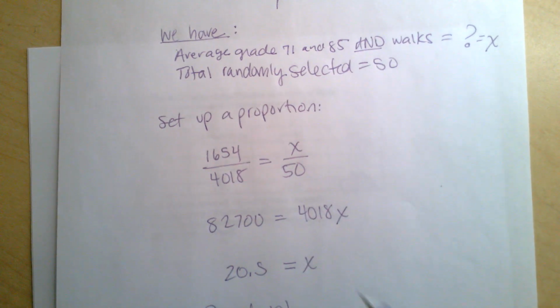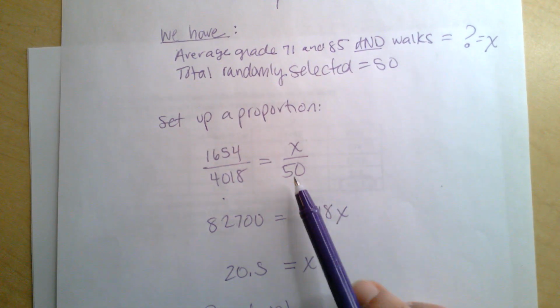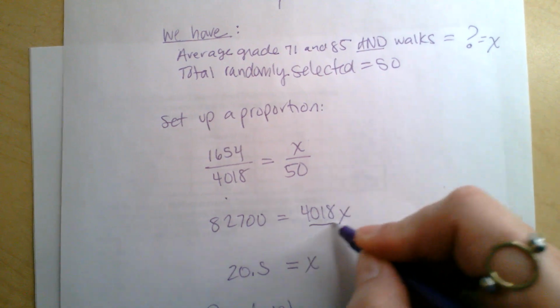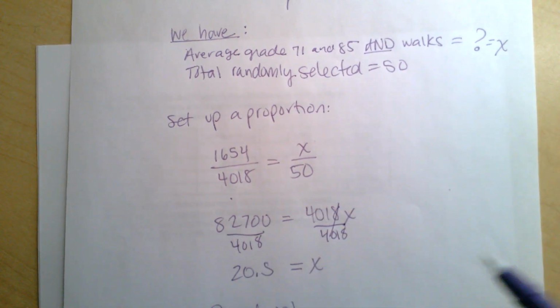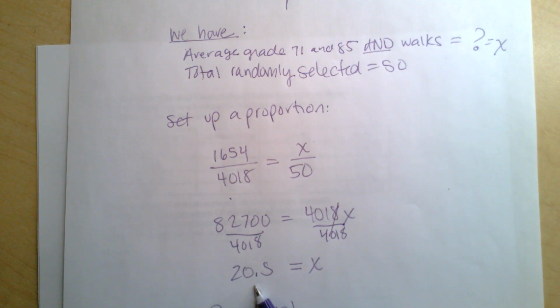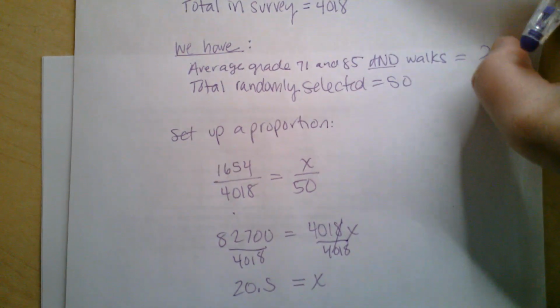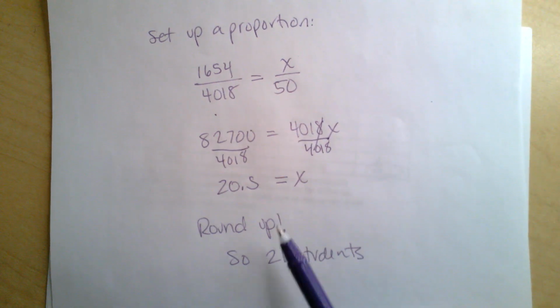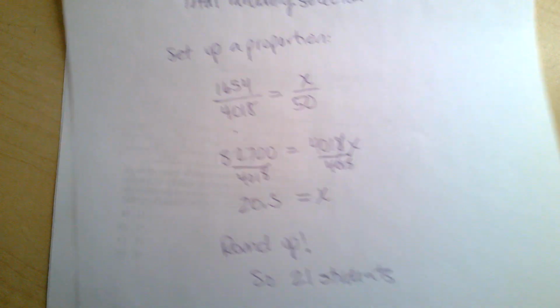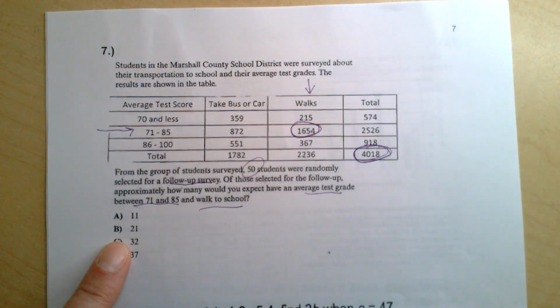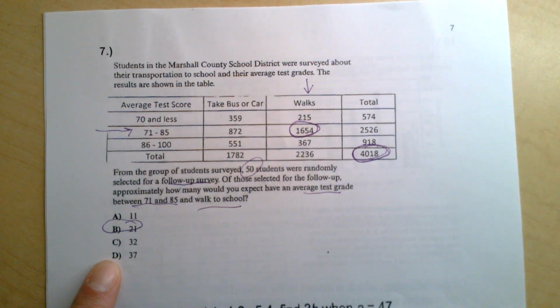We're going to cross multiply 50 times 1654, and then we're going to divide by 4018. Now, we have 20.5 equals x. We can't have 0.5 of a person, so let's round up to 21 students. And let's go back, and we see that that's answer B, 21 students. And if through any of these you want to go back and pause the video and see what I did, you're more than welcome to.